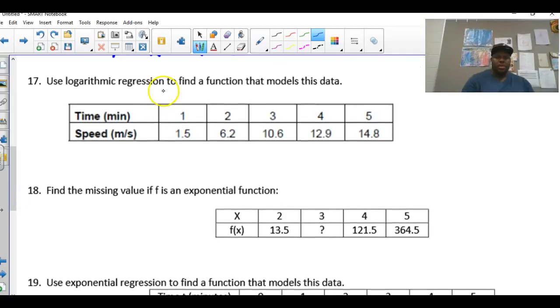Now, down here it says use logarithmic regression, guys. I underline that and emphasize logarithmic because some of you guys are saying, but I don't know what this is. Guys, it's logarithmic. It tells you it's logarithmic to find a function that models this data. Now, the first thing I want to point out is remember that logarithmic data must be in the form a plus b ln of x. All right, a plus b ln of x. So let's go and enter this into our calculators.